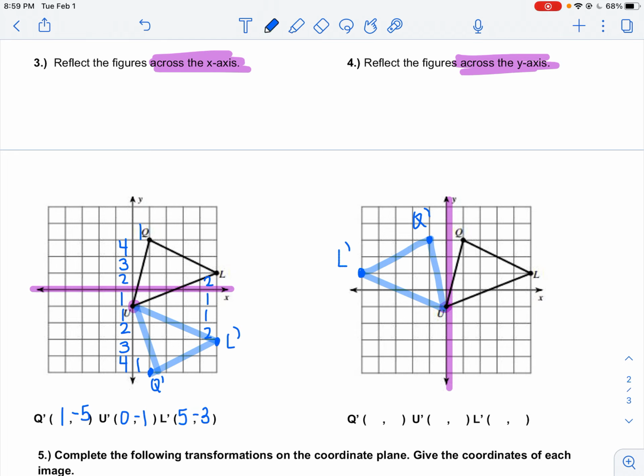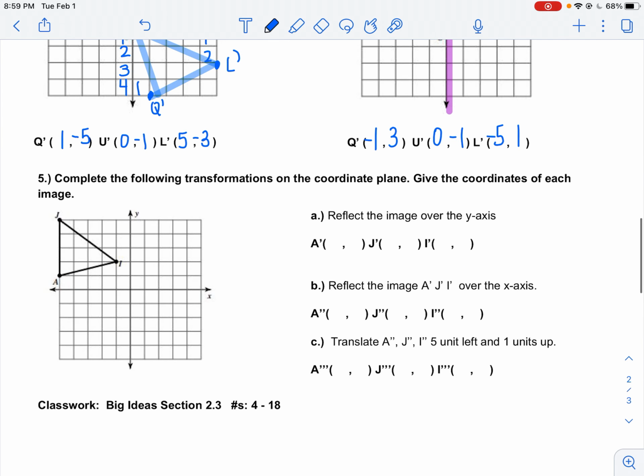So Q prime is -1, 3. U prime stays the same, but we still need to list it, so 0, -1. And L prime is -5, +1.